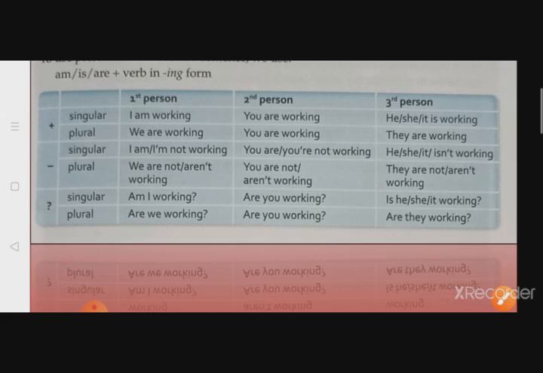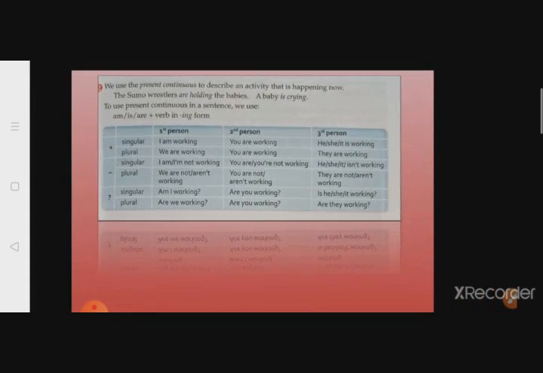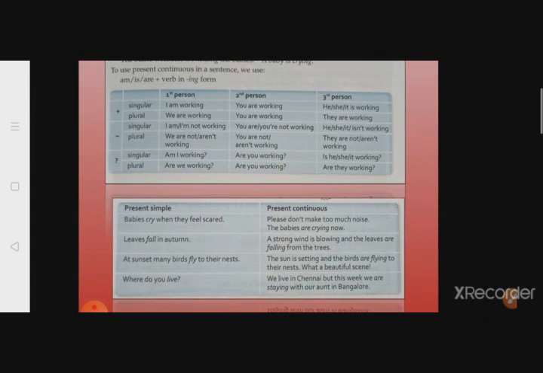Now let's see the difference between the present simple and present continuous. Babies cry when they feel scared. So here it is a simple sentence where it is usually true that babies cry when they feel scared. Along with the babies, which is the plural form, we are going to use cry. We are not going to use IES along with it.